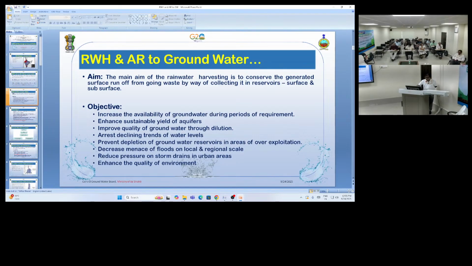So, increase the availability of groundwater during periods of requirement, enhance sustainable yield of aquifer, improve quality of groundwater, arrest declining trend, prevent depletion of groundwater, minimize floods on local and regional scale, reduce pressure on storm drains, enhance the quality of environment.